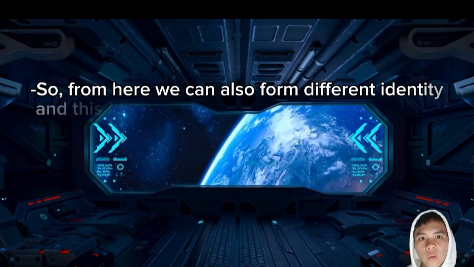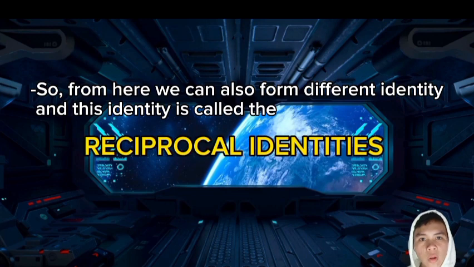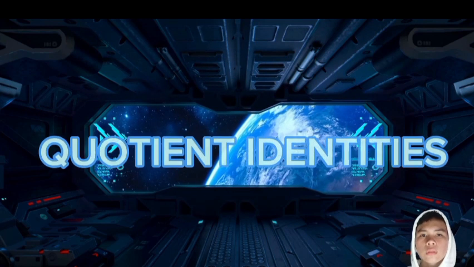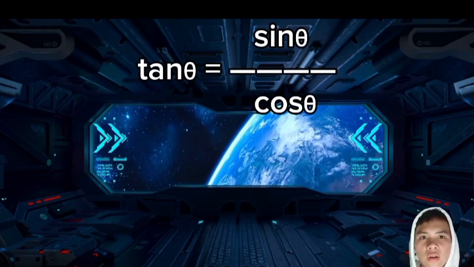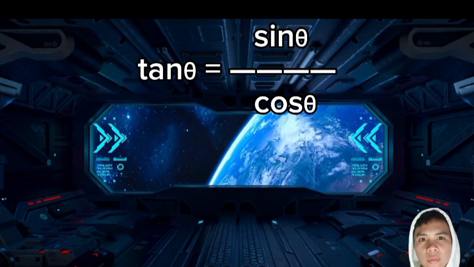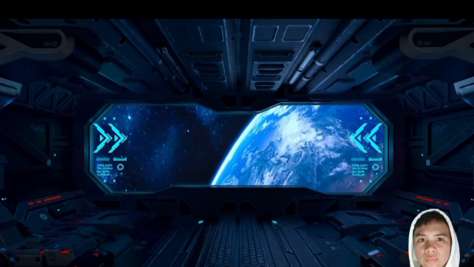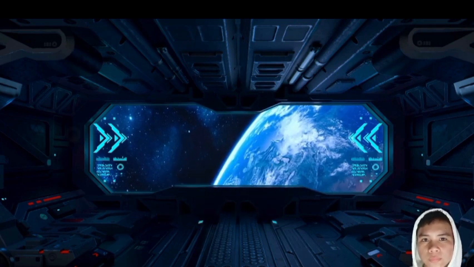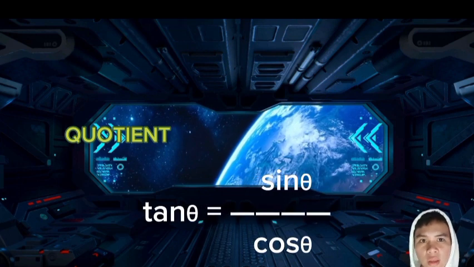So from here, we can also form a different identity, after the reciprocal identities: the quotient identities. Tangent theta equals sine theta over cosine theta. Remember earlier, tangent theta equals y over x, so sine theta is y and cosine theta is x. That's why the quotient identity of tangent theta is sine theta over cosine theta.